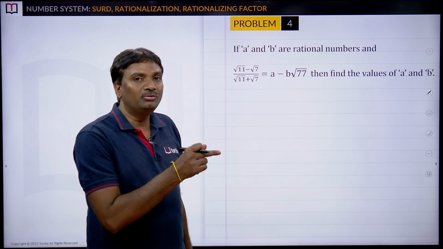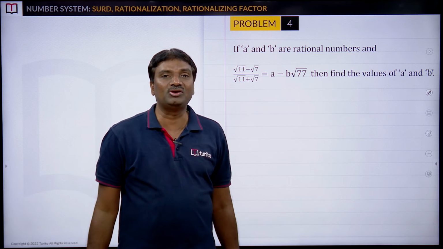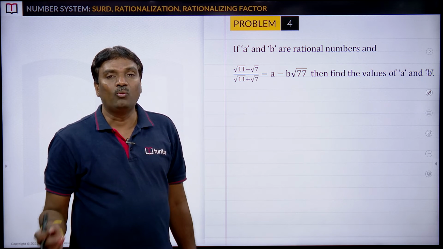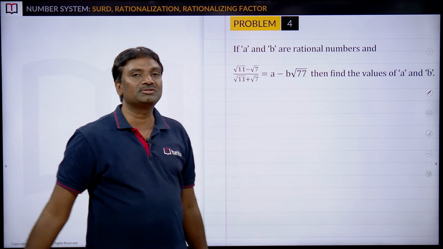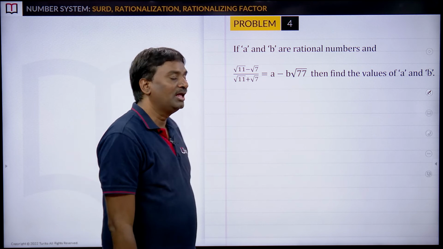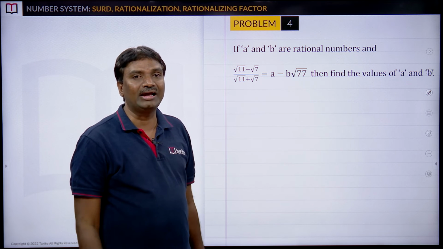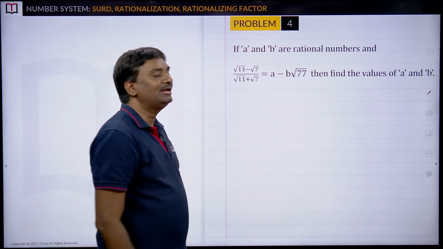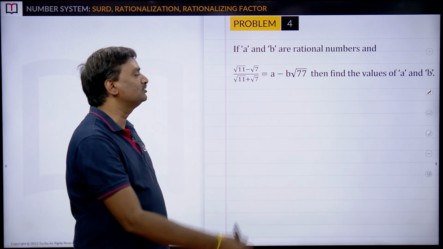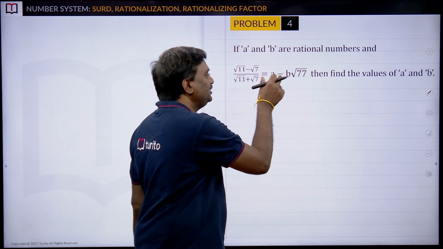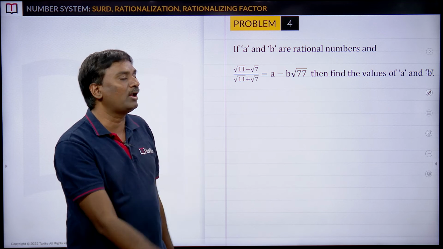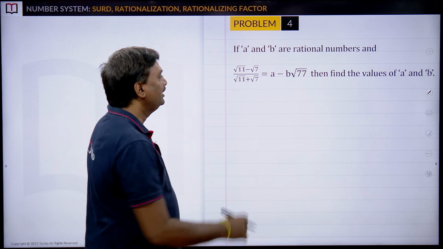So, to solve this problem, let us rationalize the denominator. What is the denominator? Root 11 plus root 7. What is the rationalizing factor of root 11 plus root 7? Root 11 minus root 7. So, by rationalizing the denominator, we can write LHS as root 11 minus root 7 by root 11 plus root 7 into root 11 minus root 7 by root 11 minus root 7 equals a minus b root 77. Simplify the LHS part and compare on both sides, you will get the values of a and b.